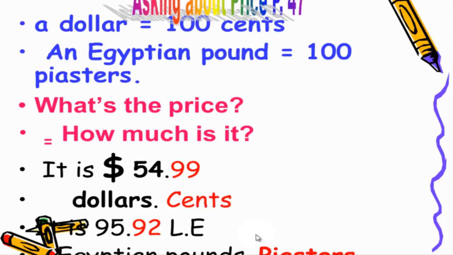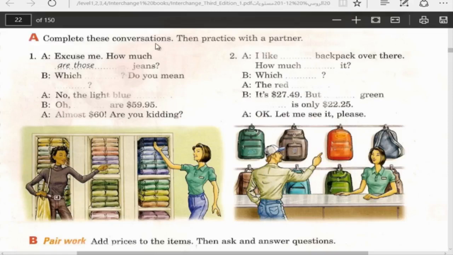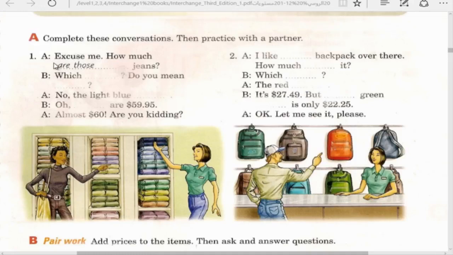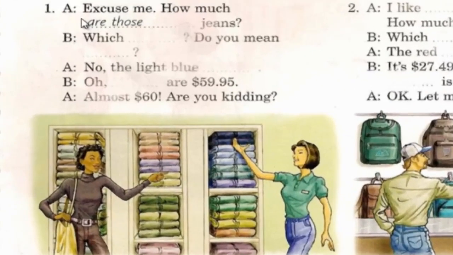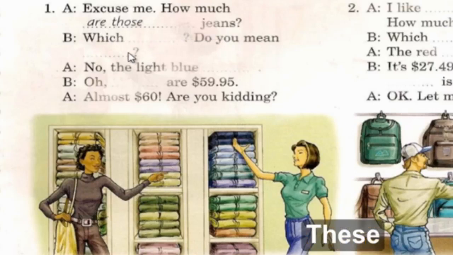And now, let's answer the questions of exercise number 3. Complete these conversations, then practice with a partner. One minute, try to answer. Finished? Okay, let's start the answers. 1A. Excuse me, how much are those jeans? Which ones? Do you mean these? No. The light blue ones. Oh, there. They're $59.95. Almost $60. Are you kidding? Are you joking?